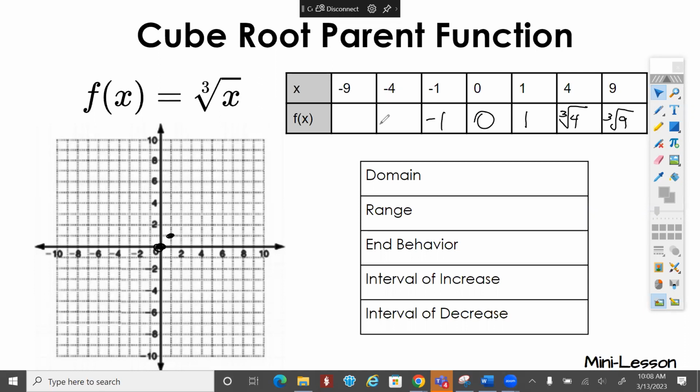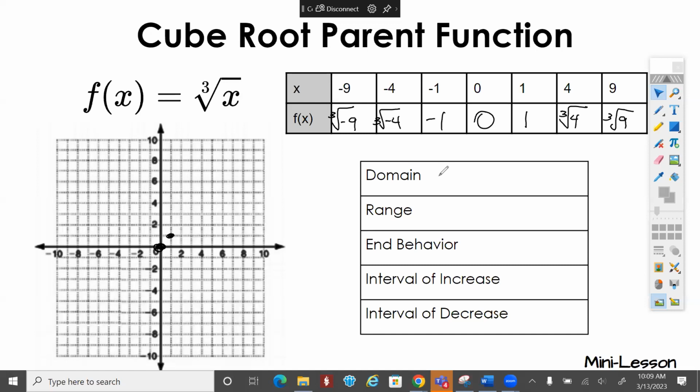-1. If I take the cubic root of -4, I'm going to get the cubic root of -4, whatever that is. No, we're taking the cubic root of -1. Okay. If we take the cubic root of -9, that's also going to give us some weird number, right? Now, it won't give us an imaginary because this is the cubic root. That is the difference between square and cubic.